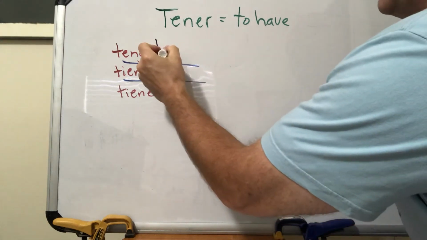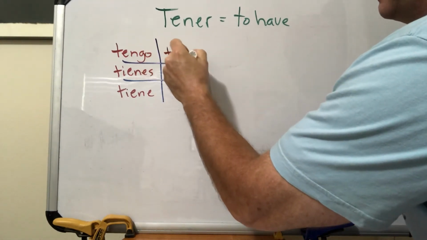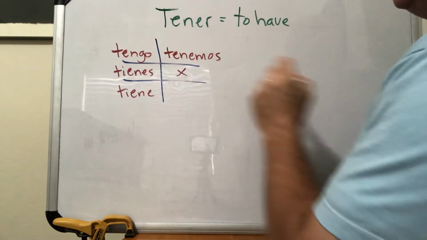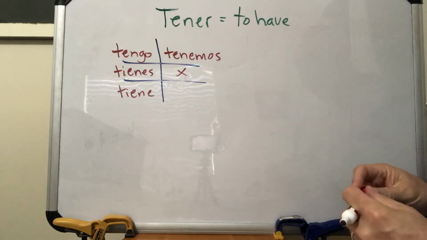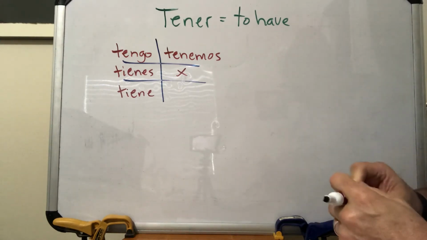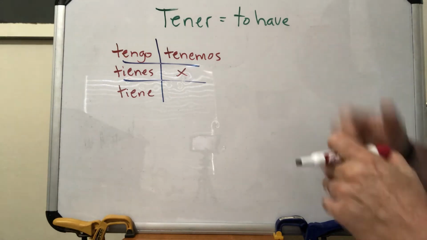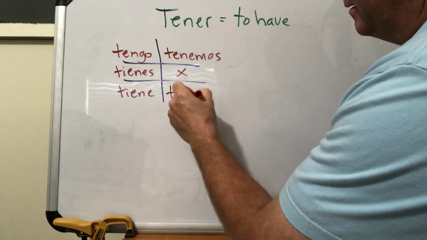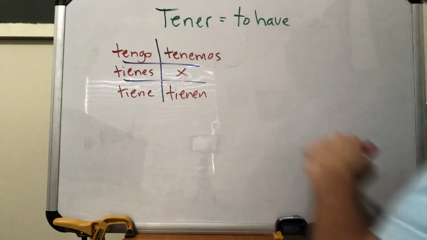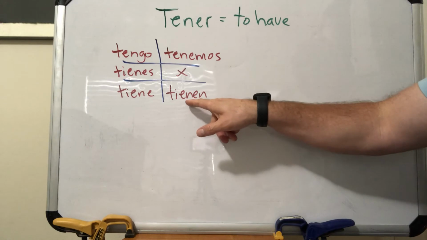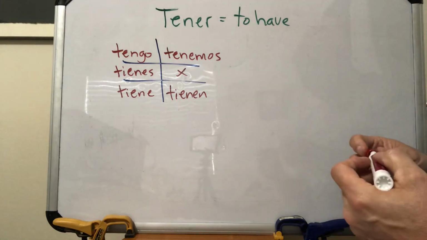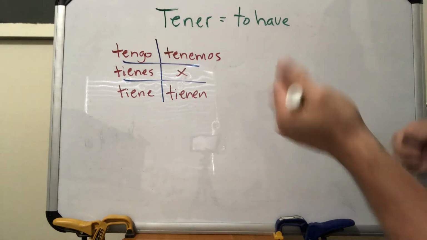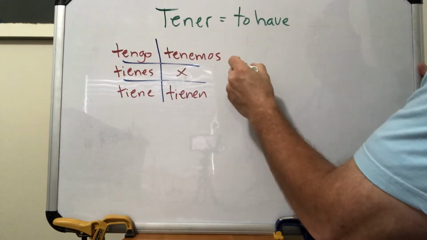To say we have, we're going to say tenemos. This is tenéis. Again, you'll only hear that in Spain. I learned my Spanish in Colombia, so they never use it down there. And then down here we have tienen. So these two forms, you'll need to clarify who it is, because remember, this could mean you guys have or they have. All right?